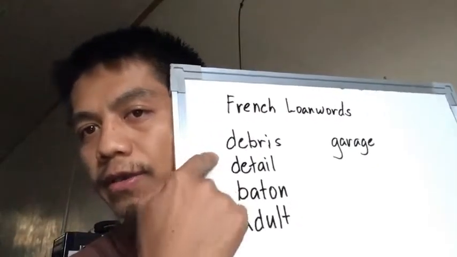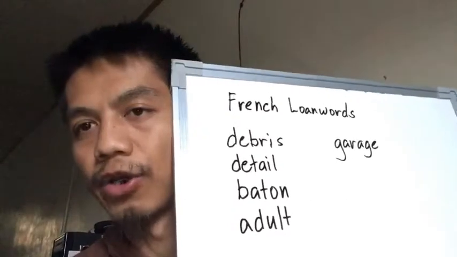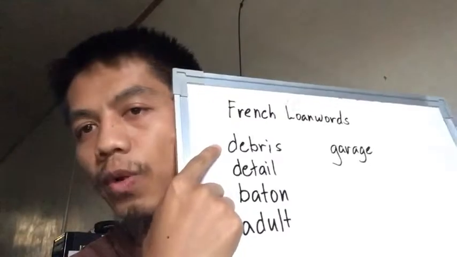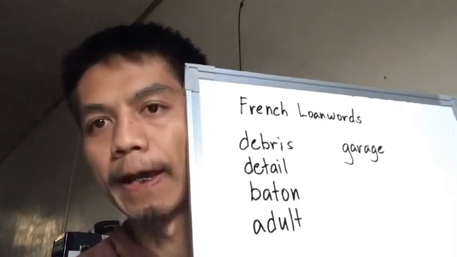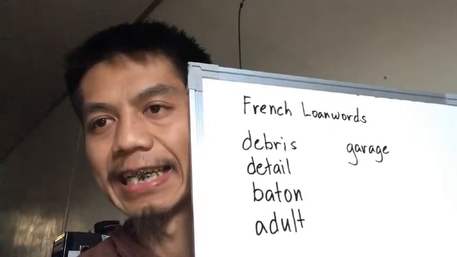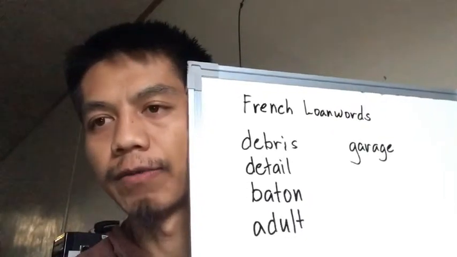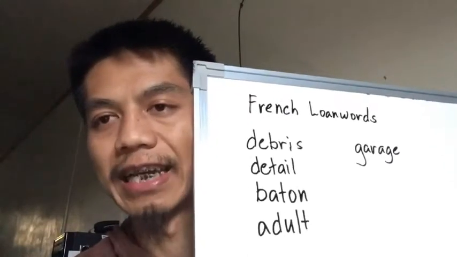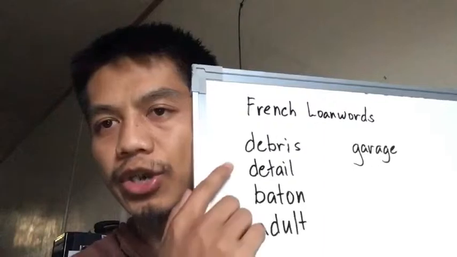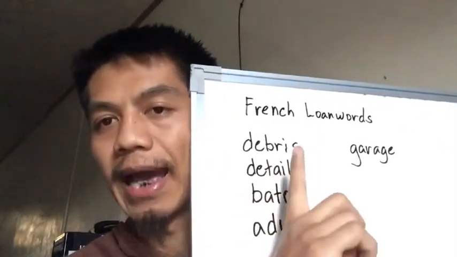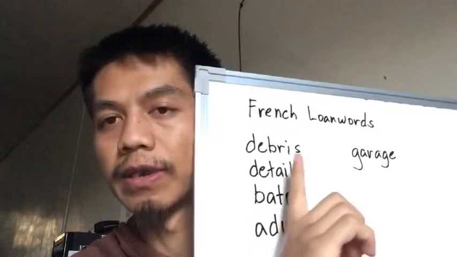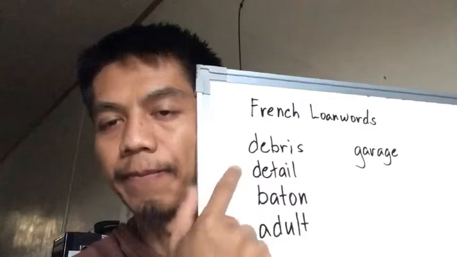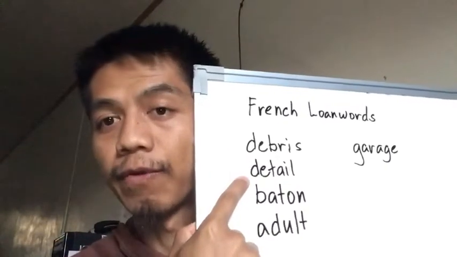Okay, let's discuss the first one. In General American, this word is pronounced debris, and in Received Pronunciation, or British English, it is pronounced debris. So in General American, the second syllable is stressed and the first syllable is unstressed. And it's the same for this one.